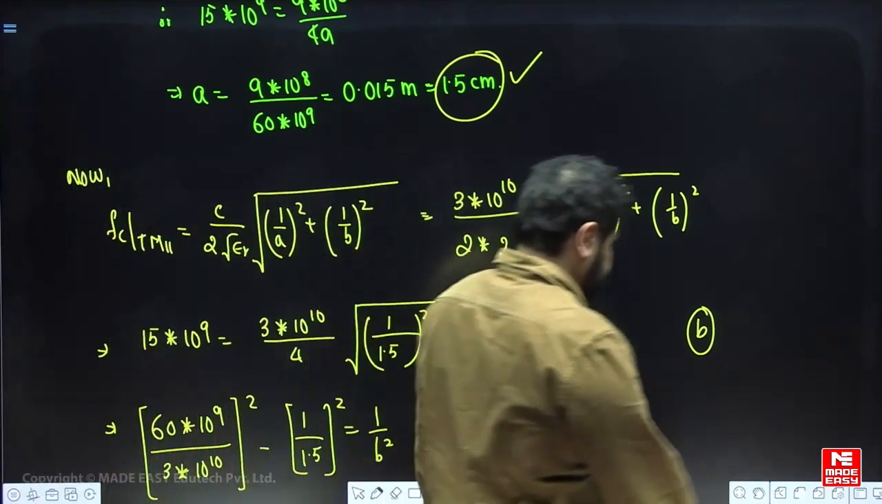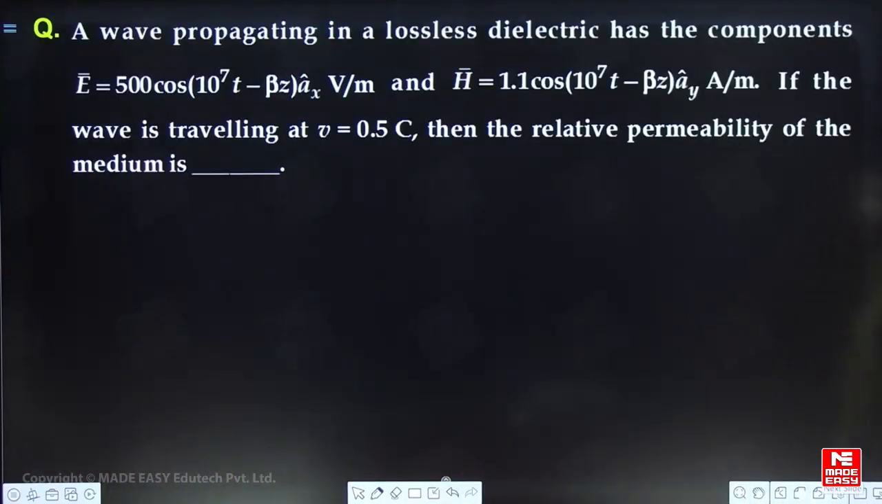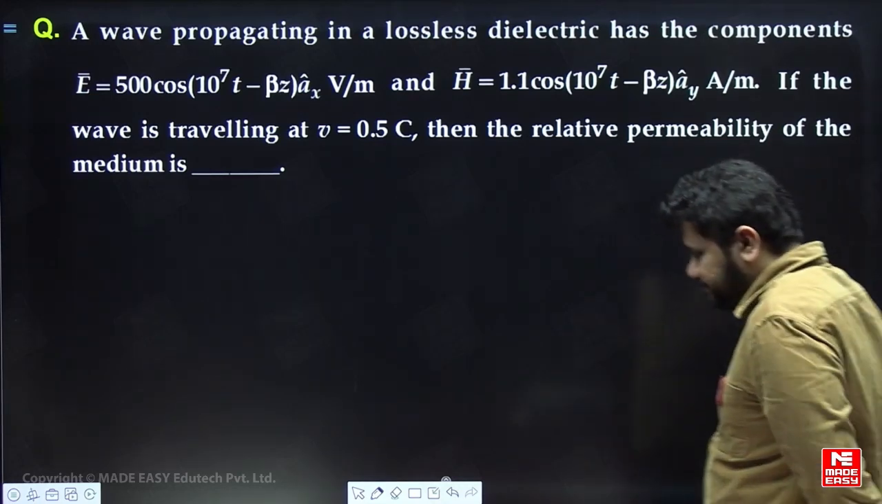So next question. A wave propagating in a lossless dielectric has the components E vector is given by 500 cos(10^7 t minus beta z) ax and H vector is given as 1.1 cos(10^7 t minus beta z) ay. If the wave is traveling at a velocity 0.5c, that means 0.5 into the speed of light, then the relative permeability of the medium is how much?